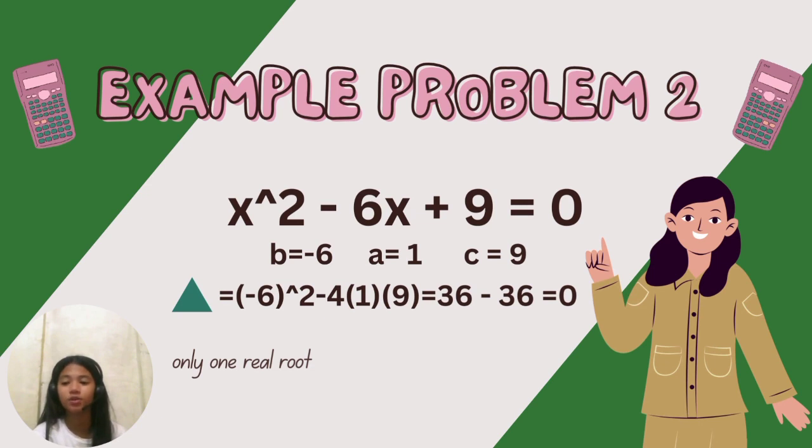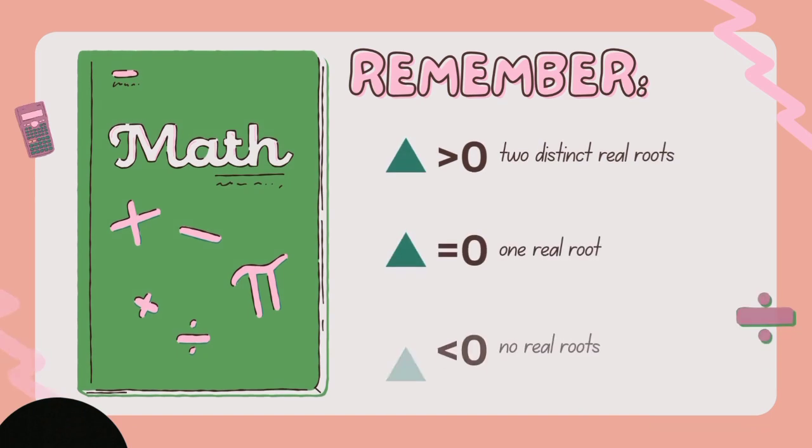Plugging these values into the formula, we get the delta, or the discriminant, equals negative 6 squared minus 4 times 1 times 9, equals 36 minus 36, equals 0. Since the discriminant is equal to 0, we can conclude that this quadratic equation has only one real root. And there you have it.